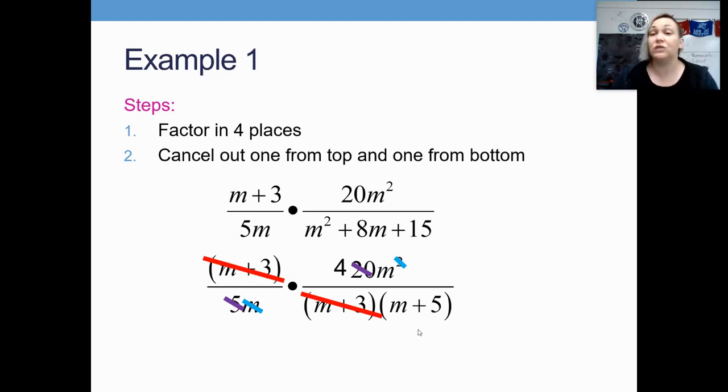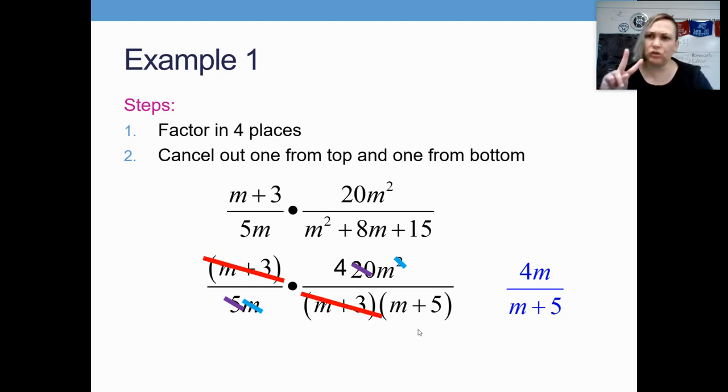When you're done, you need to write one single fraction. So the things that I have left over on the top are a 4 and an m, and on the bottom I have my parentheses m plus 5. If you want to keep the parentheses around it so that you're not tempted to cancel out those m's, that's totally acceptable, right? So I'd rather have you put too many parentheses than not have parentheses and accidentally cancel something that you're not allowed to cancel.